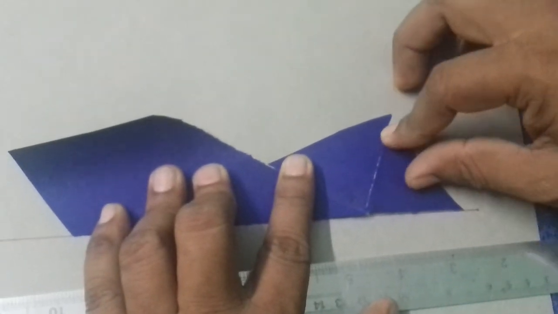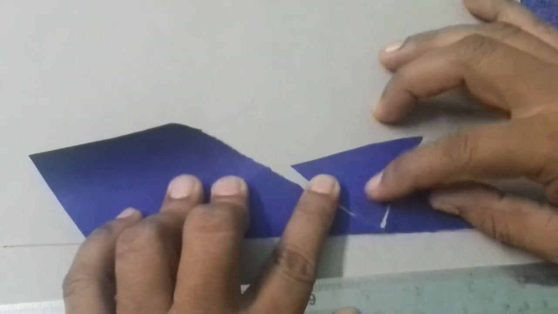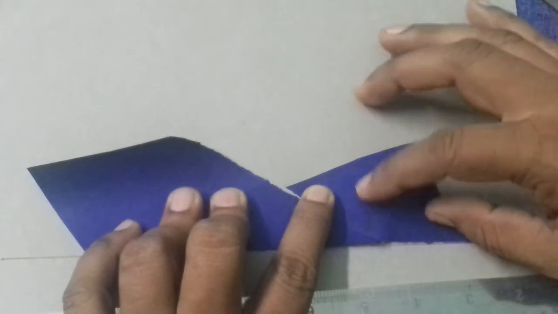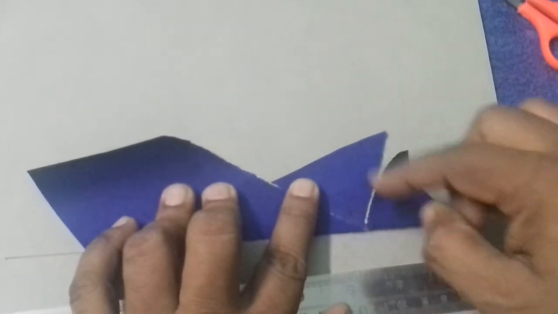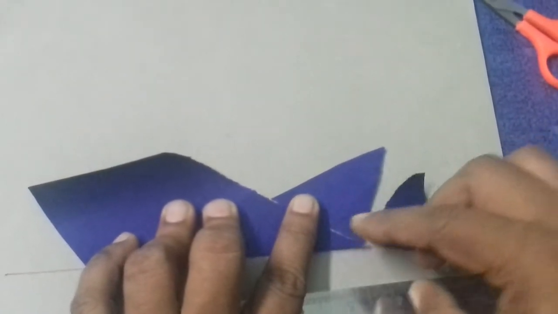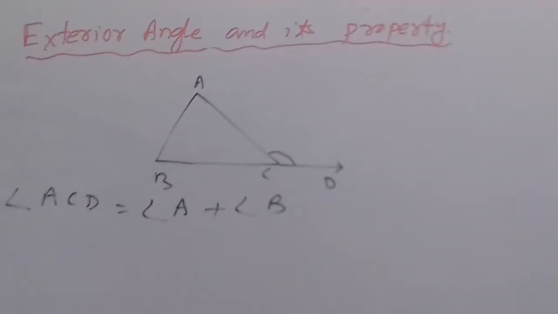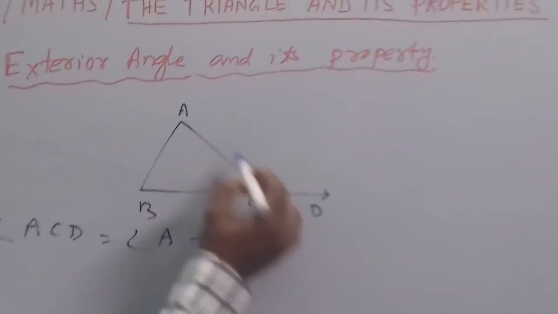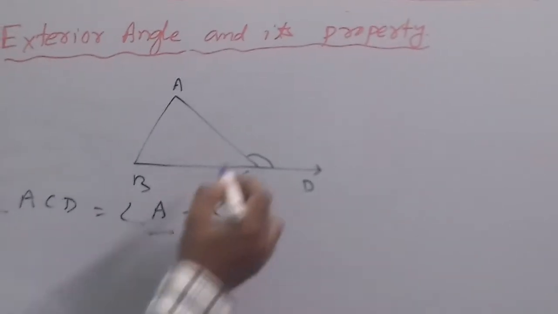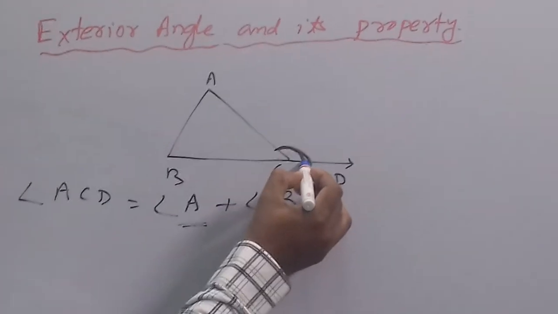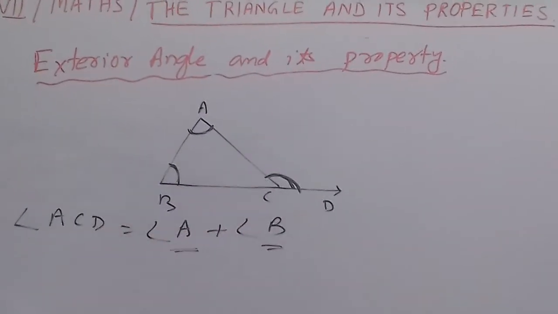Okay, you see, when I am matching A and B, these two angles, they are completely fitting with the exterior angle. So from this we know that the sum of two interior opposite angles is equal to the exterior angle. So from this activity we found that angle ACD equals angle A plus angle B. That means the exterior angle is equal to the sum of the measures of the interior opposite angles.